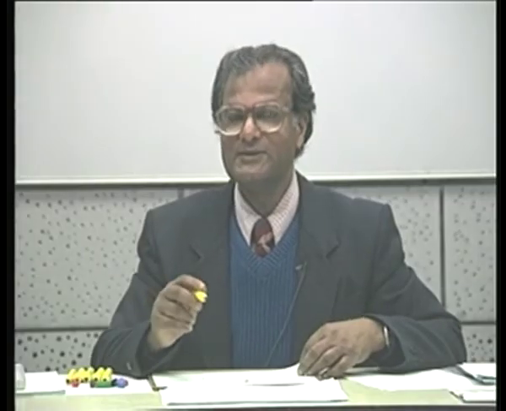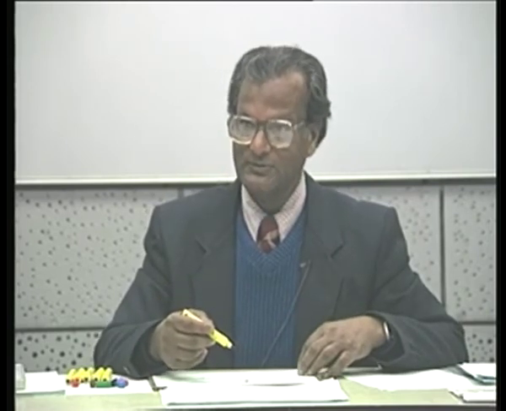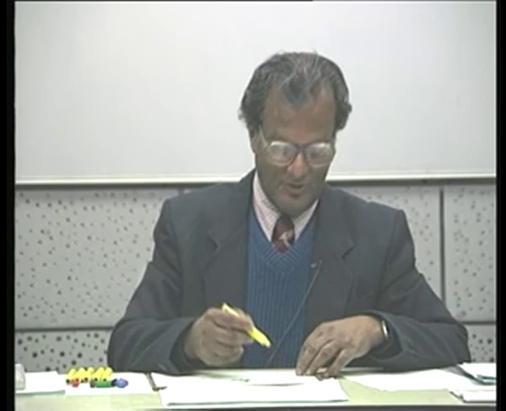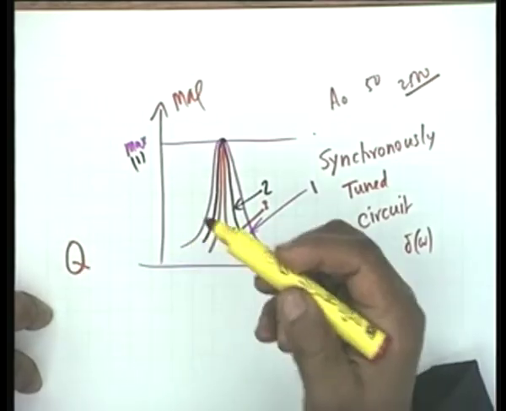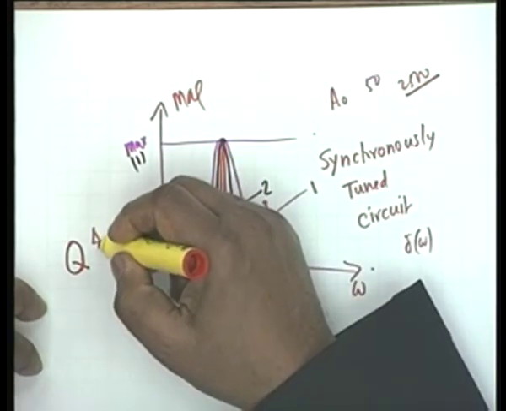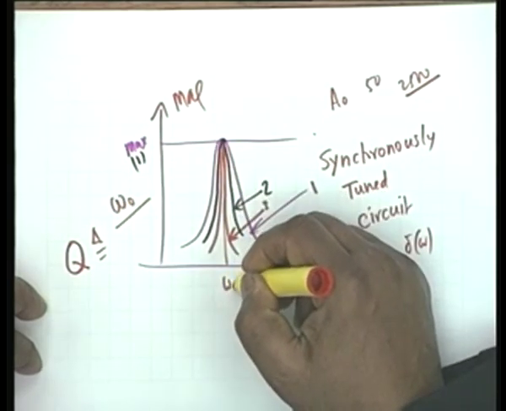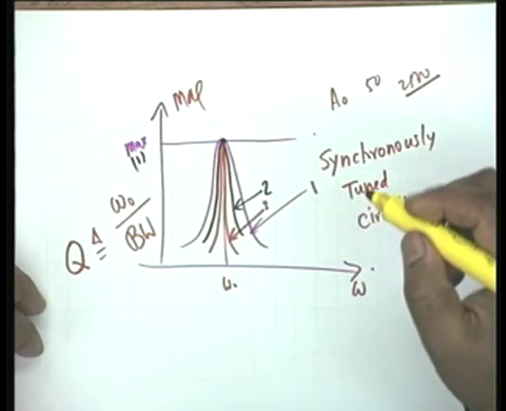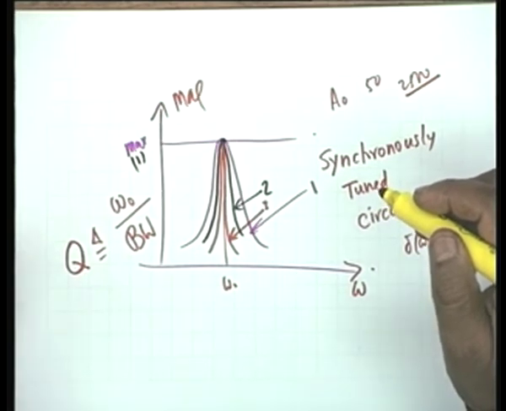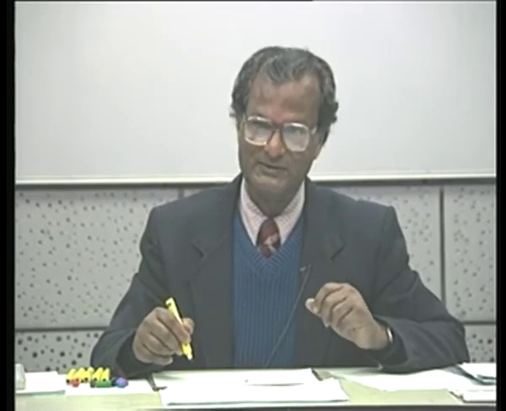Okay, one interesting exercise that one can do at this point is to see how the selectivity increases. In other words, how do the bandwidths change, or how does the Q of the circuit change? Q of such a response is defined as the resonance frequency omega 0 divided by the bandwidth. And you can show that in a high Q tuned circuit, single tuned circuit, this Q is the same as 1 by 2 zeta.